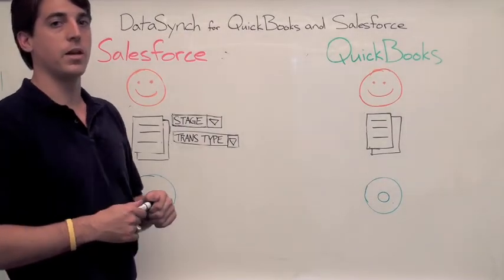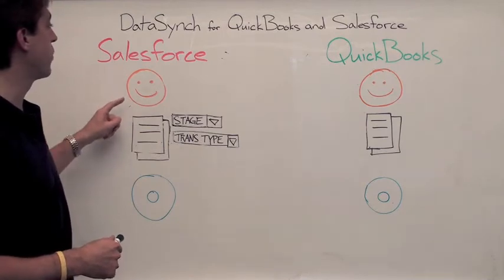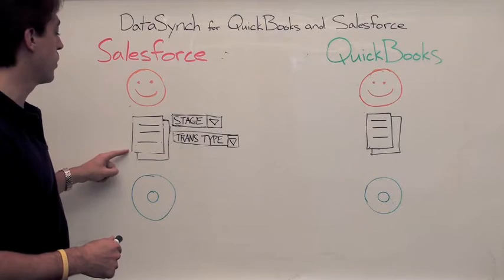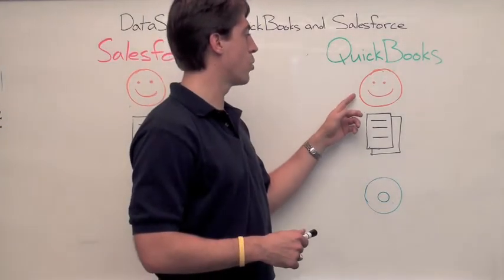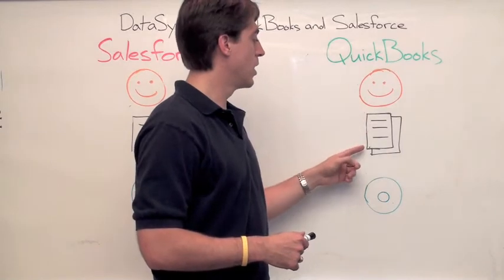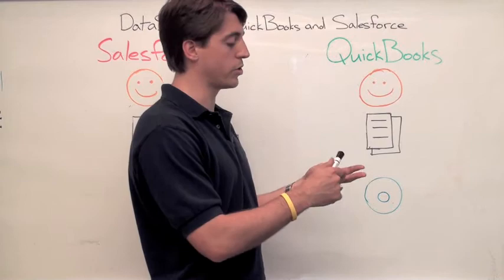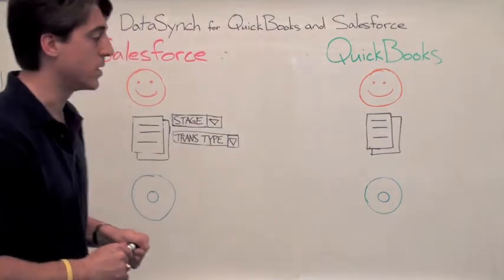This is Chad, and I'm going to be explaining to you how the triggers work for DataSync. Now, to reiterate, in Salesforce, the objects that we sync are accounts, closed won opportunities, and products. In QuickBooks, we support customers, accounts receivable transaction types, which are either invoices, sales orders, sales receipts, credit memos, and then of course items and services.